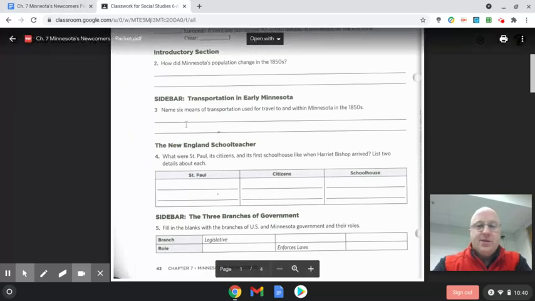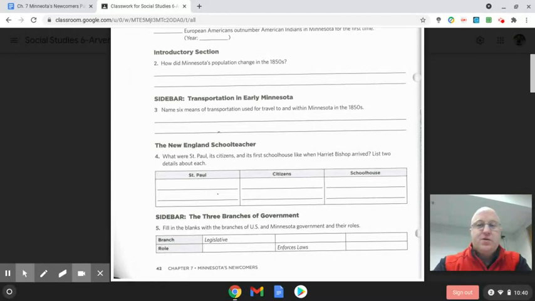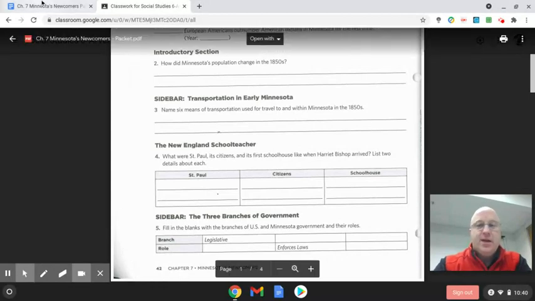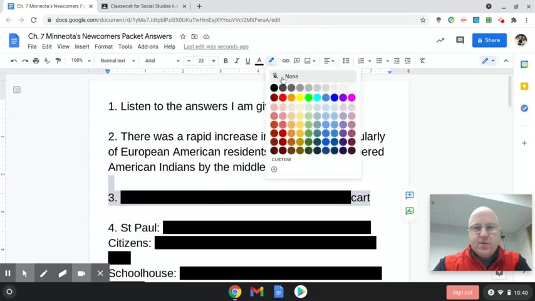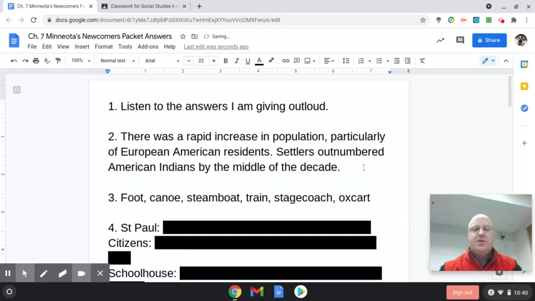Question number 3 says, name 6 means of transportation used for travel to and within Minnesota in the 1850s. Here were those 6 modes of transportation. They had foot, canoe, steamboat, train, stagecoach, and ox cart. So those are the 6 ways they got around in the 1850s. So if you need more time to write these answers down, please pause the video.